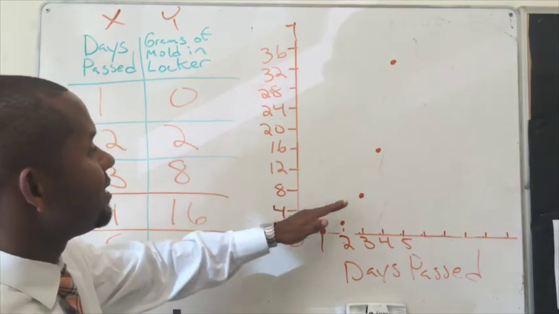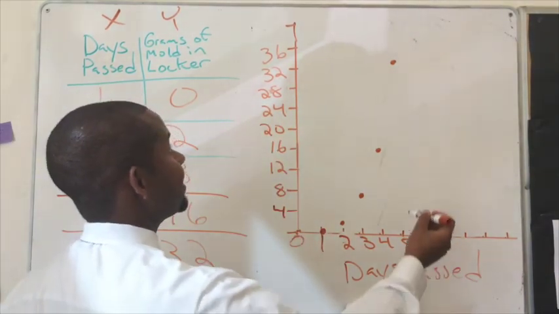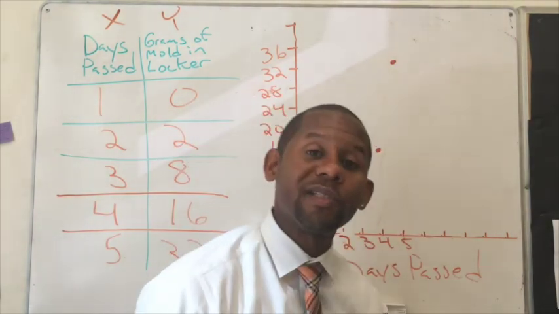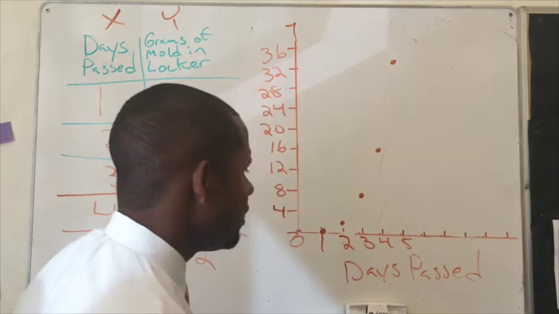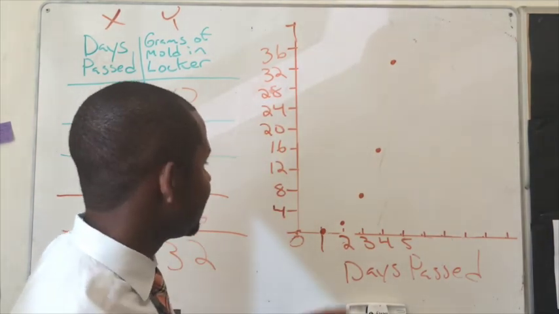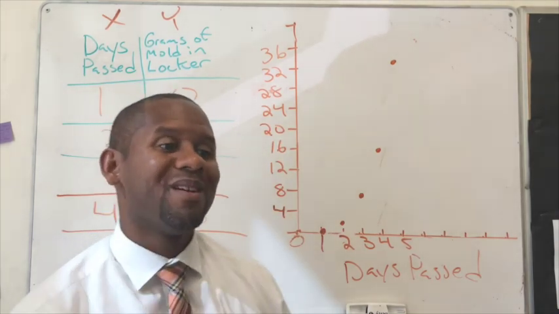But I'm seeing each day the mold is growing more and more. If it was 6 days, it'd probably be something way up there, okay? But it helps me start to see a pattern. So this is a basic how to draw a graph to make sure it makes sense. Everything is labeled, everything's even, it's all set up.